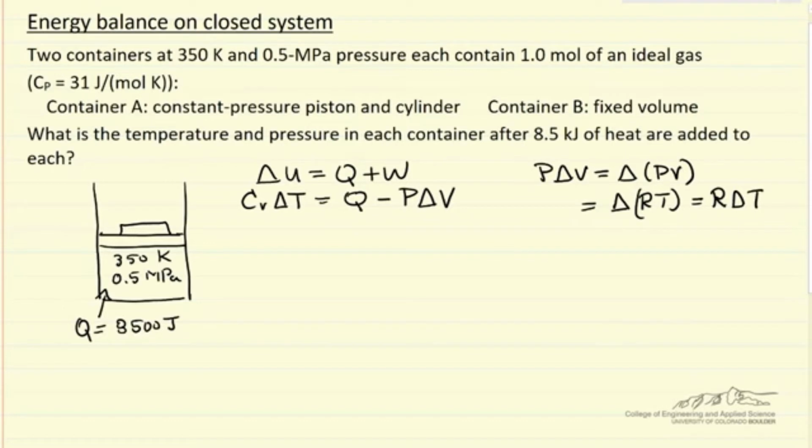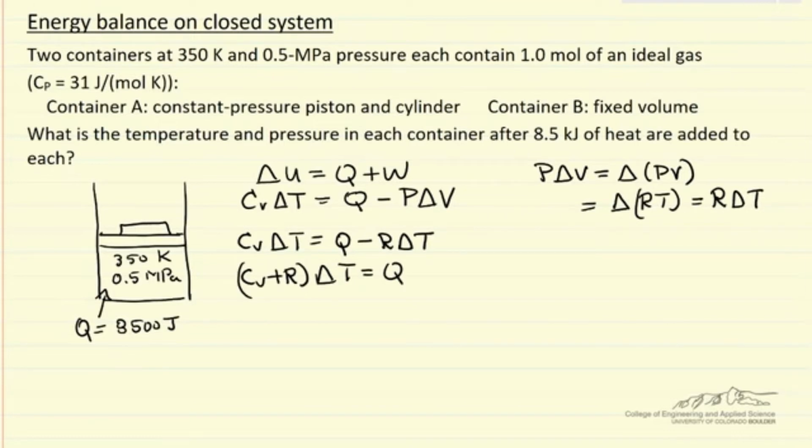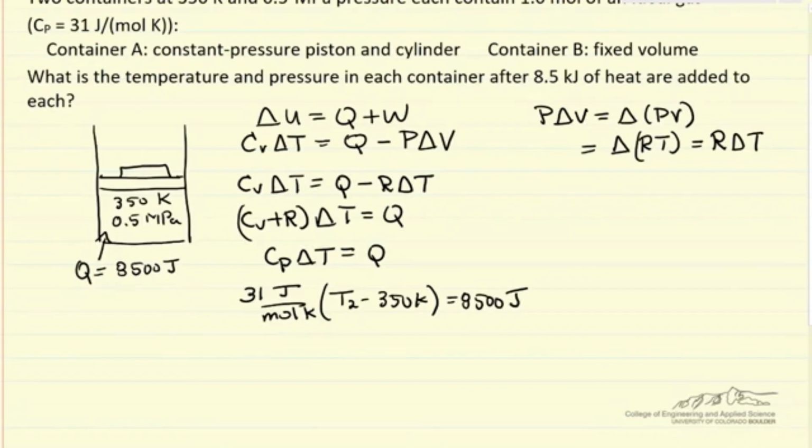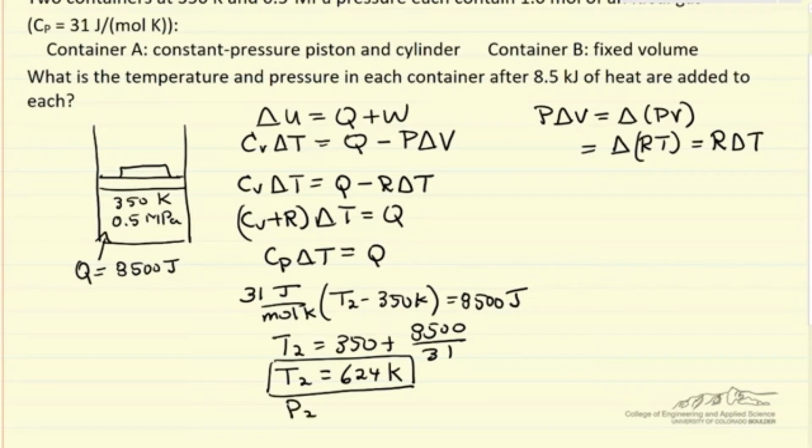So I can make that substitution into the first law and rearrange. So minus R delta T. Let me bring this to the other side. Now CV plus R is equal to CP for an ideal gas. So now we can find the final temperature. Let me substitute the values. Keep in mind we're working with 1 mole, so CV would have the number of moles in front of it, which is 1. So the units cancel, and I can solve this equation for the final temperature. Of course, the final pressure is the same as the initial pressure.